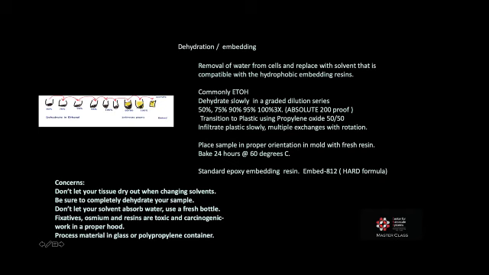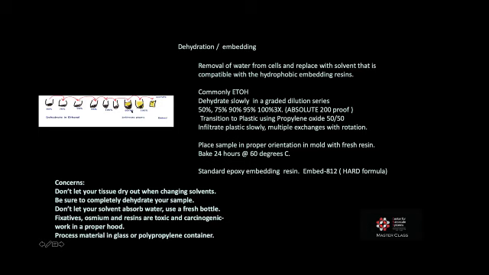We commonly use EM-grade ethanol, and we start slowly with 50% ethanol to 75, 90, 95% ethanol, and then 3 changes of 100% ethanol. You want to make sure this is absolute 200 proof EM-grade ethanol that you're using.